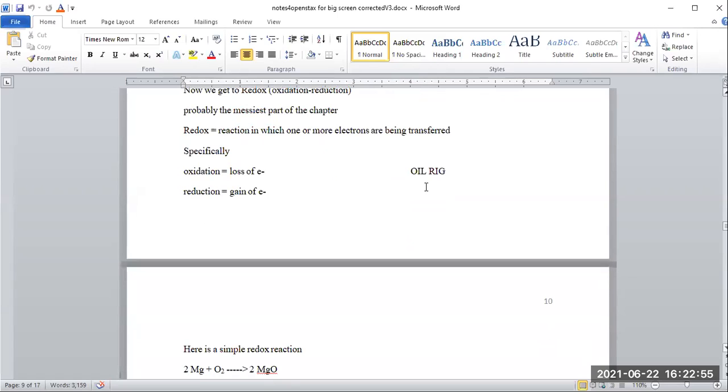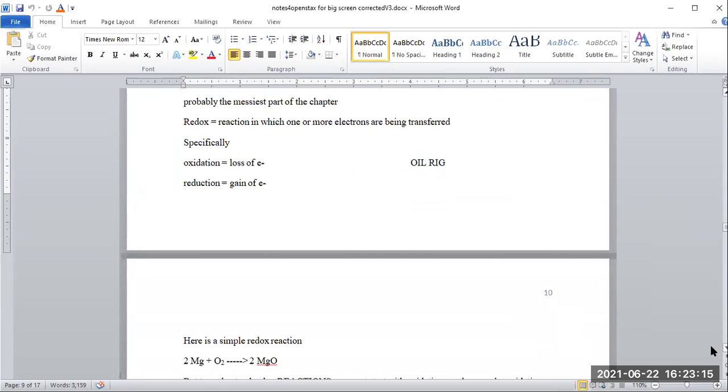So, little mnemonic device. There are some other ones, but this is the one that I am most used to seeing, is oil rig. Oxidation is loss, reduction is gain. So little brain trick there, which sounds backwards, because it's like, wait a minute, if I'm gaining, how can it be reduction? The thing that you are trading around is negative.